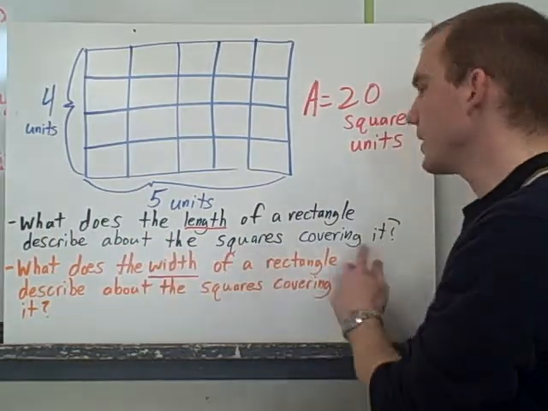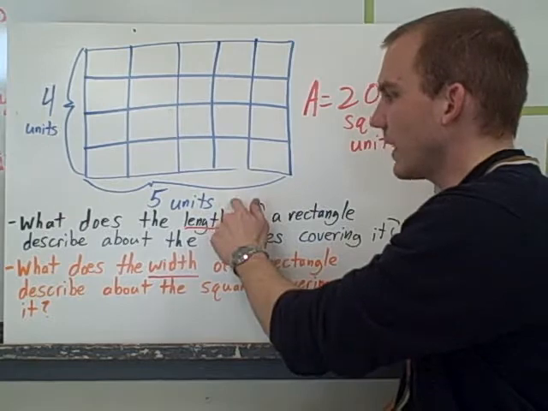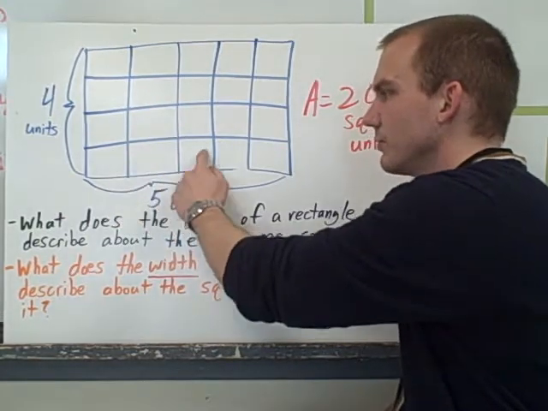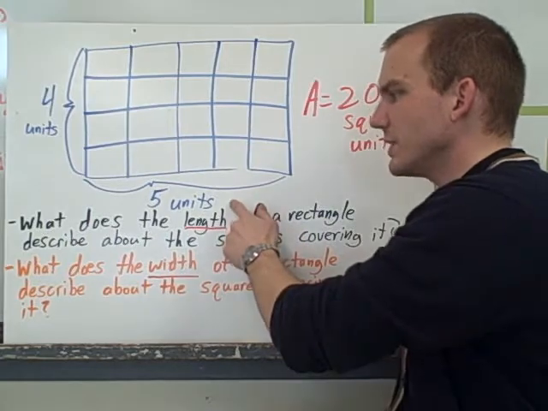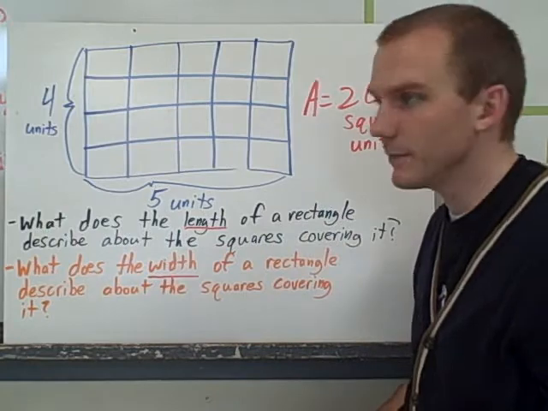What is the length of a rectangle? Describe it in terms of the squares covering it. So how many squares go along the length? If it's 5 units long, how many unit squares cover that? 1, 2, 3, 4, 5. What does this, our length, tell us about the squares covering it?